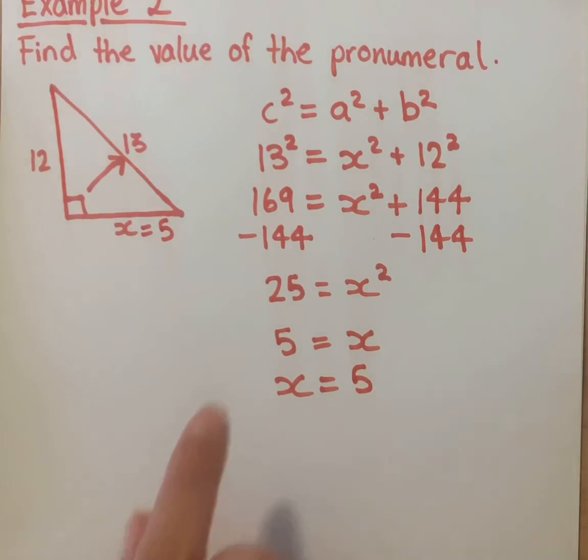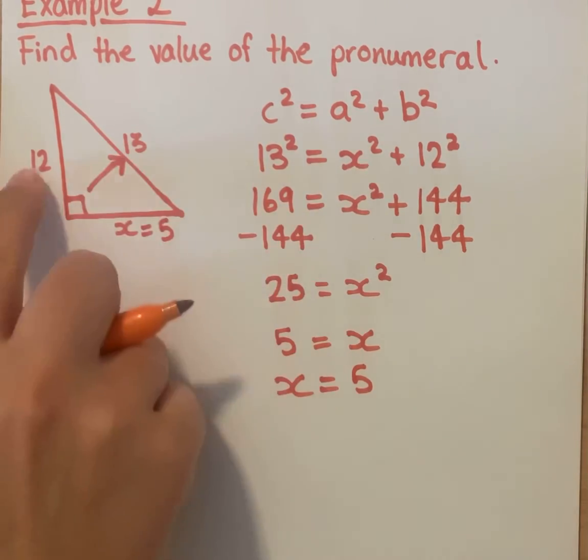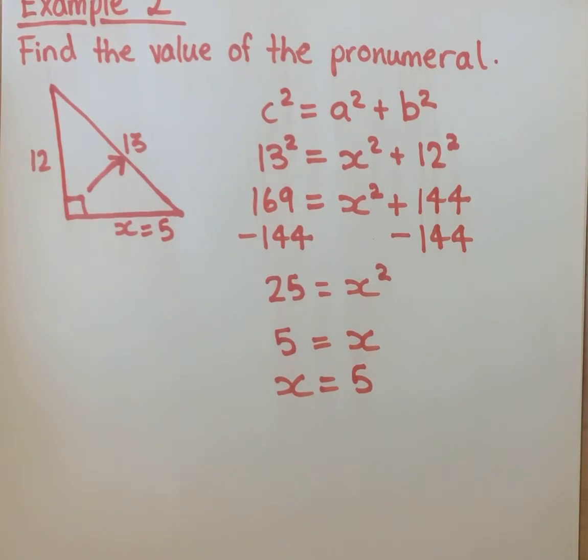And we can use Pythagoras Theorem to find any of the sides. We can use it to find the hypotenuse or one of the two shorter sides, as long as they give us the other two sides in the question.